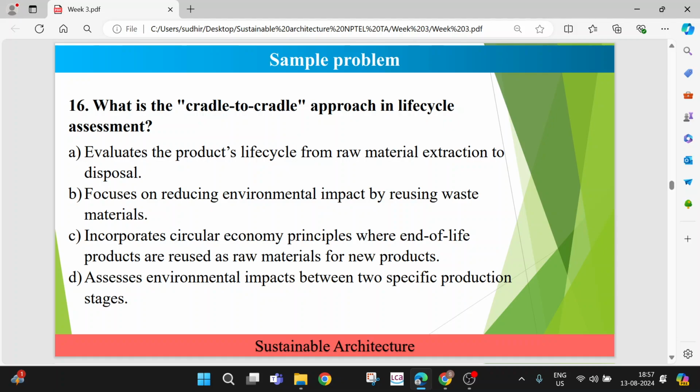So I think all of you have understood that option C, the cradle to cradle approach, promotes a closed loop system where the products are continuously reused and recycled, thereby minimizing waste and reducing the need for new resources. And it incorporates, as said in option C, the circular economy principles where end of life products are reused, and it is again coming to the cradle only. It starts from the cradle and then again comes back as a raw material for recycling or reuse. So it is clear. We can move to the 17th question.